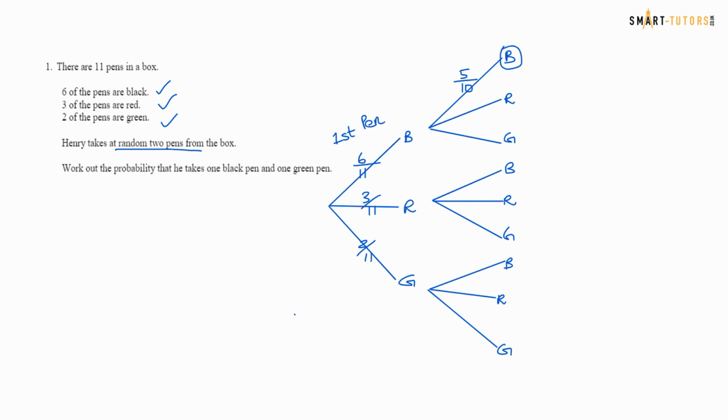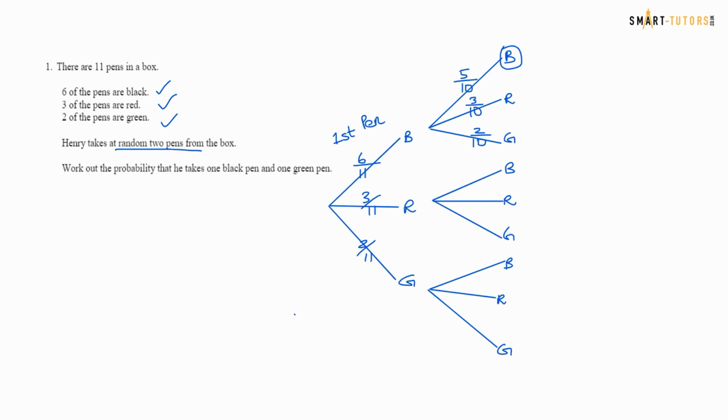Taking red is no problem at all, because red is going to stay as it is. Altogether 3 reds are there out of 10. Green, there is no green taken before, so all the 2 green pens are going to stay there, 2 out of 10. So if you add them up, 5 plus 3 is 8, 8 plus 2 is 10, 10 upon 10 is 1. So all this branch needs to add up to 1. So the next one I am taking black.